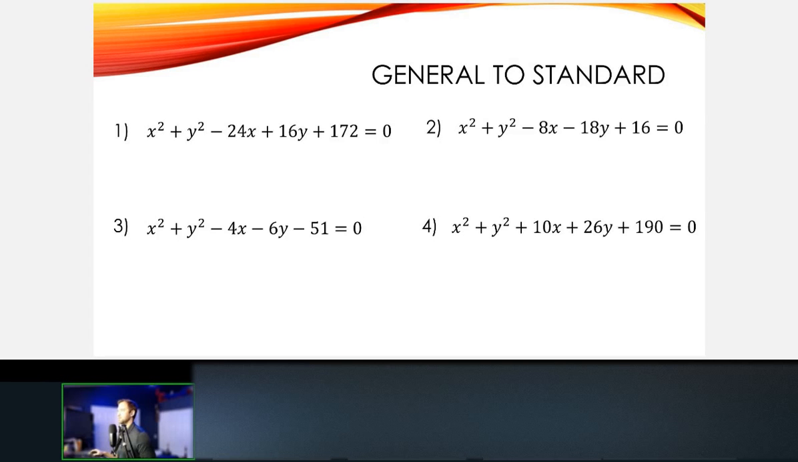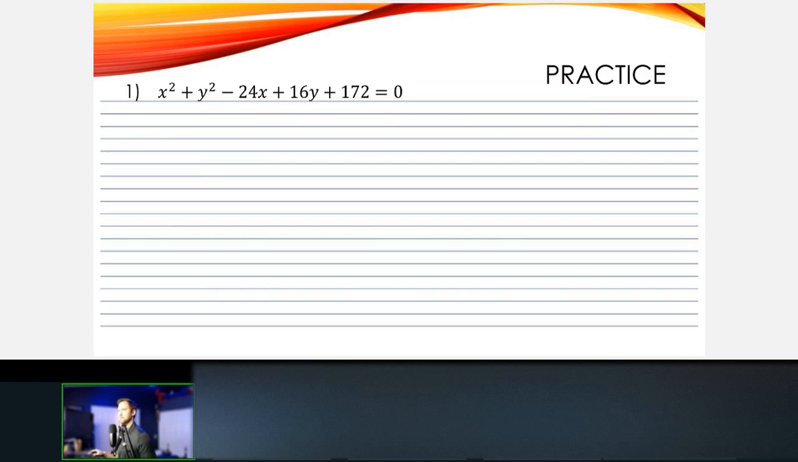All right, so I have 4 examples. Let's go through these. So number 1, let me give all of you time. There are 4 of you here. So I'm going to have 4 of you work out this problem, and then just give me a green check when you are done with this problem so we can go on and talk about it.